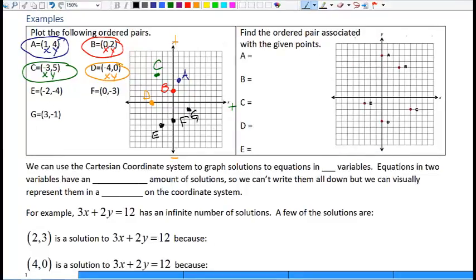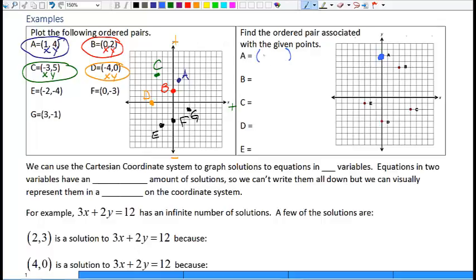Okay, check your points E, F, and G. Hopefully you got the same points I did. And now we'll move on to our next example. In this case, I give you the plotted point, and I want you to write the associated ordered pair. So the first point is right here, that's A. Okay, so how many do I go left and right from the origin? Well, I want to go straight up. I don't go left and right any.